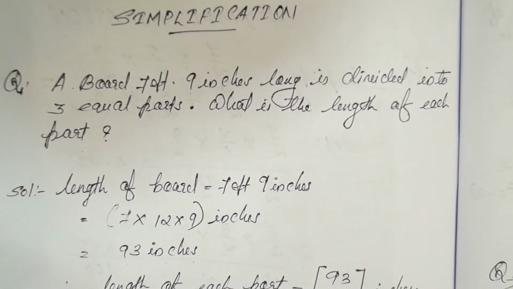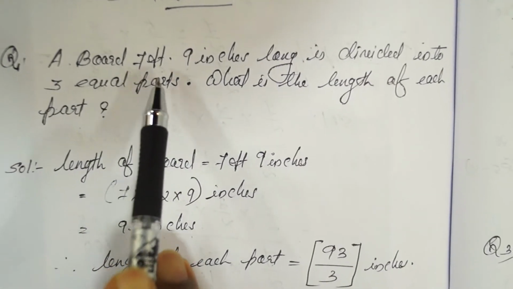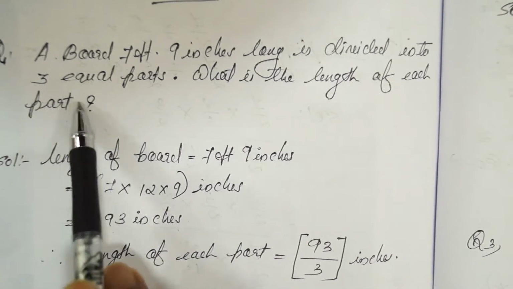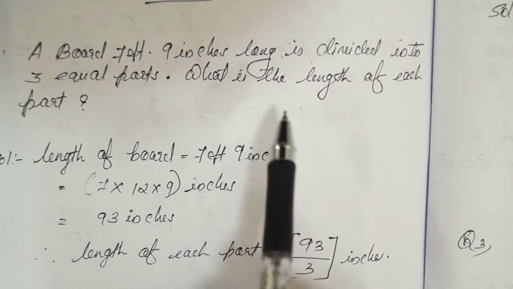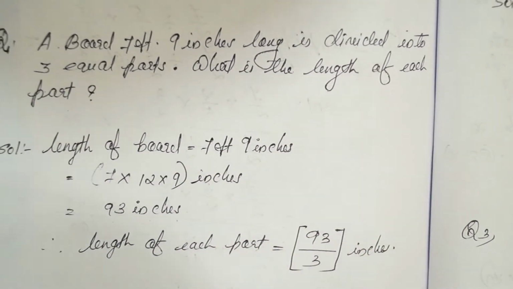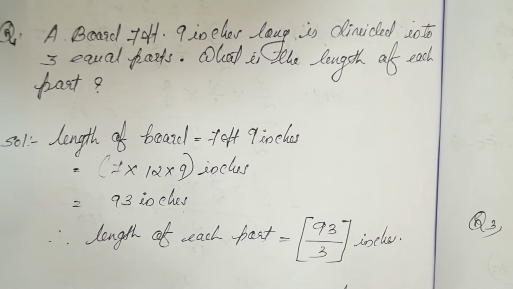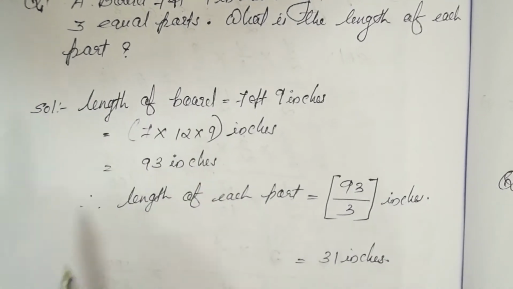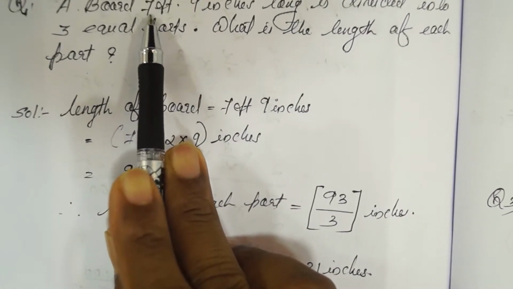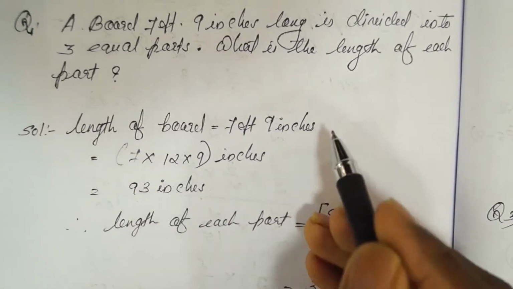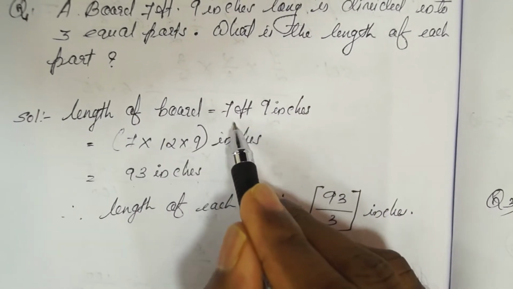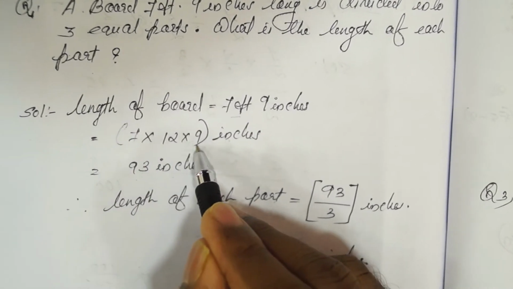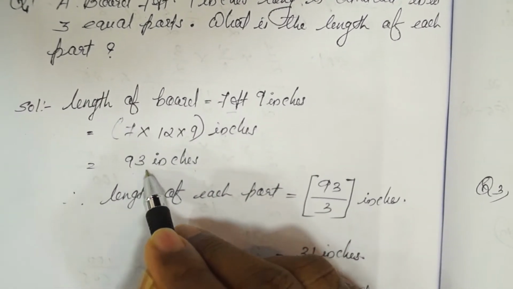So our first question is, a board 7 feet and 9 inches long is divided into 3 equal parts. What is the length of each part? So we have to find the length of each part. First, the solution: the length of the board we already know is 7 feet and 9 inches. Here we convert the feet also into inches. So 7 into 12 plus 9 inches, which is 93 inches.